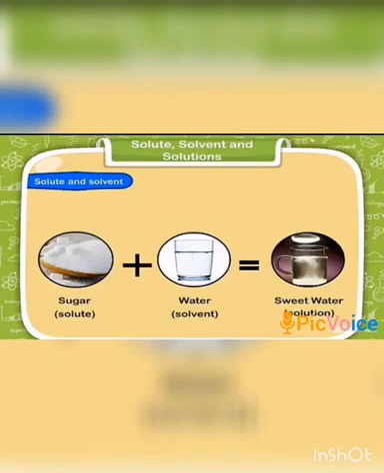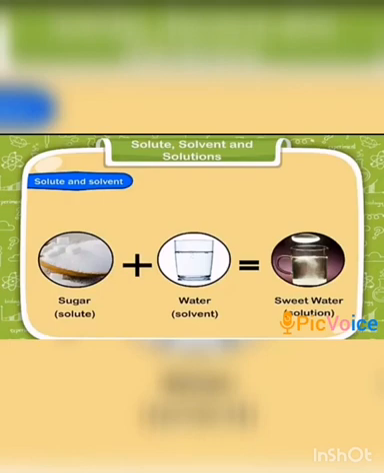In the previous class we learnt matter, states of matter and change of states of matter. Today we are going to learn solute, solvent and solution. Okay, first let us see what is solute, solvent and solution.